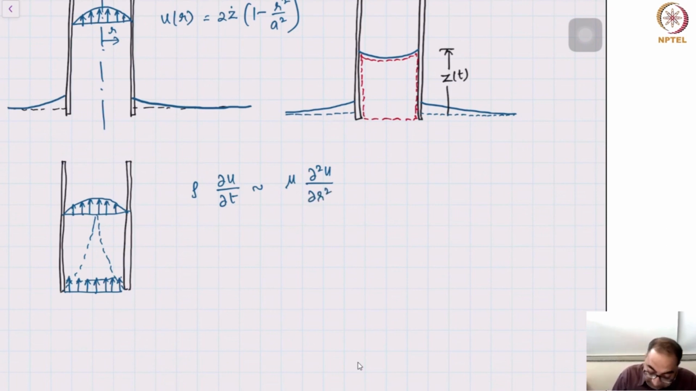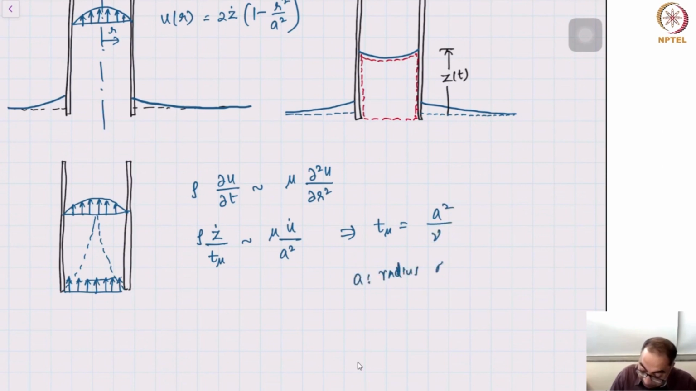And we now have, if u is the velocity and if the meniscus fluid is rising, then a typical estimate for this would be, we'll call the time t mu, which we want to find out, which goes as mu u dot by a squared. And this gives me an estimate for t mu, which is a squared by nu. A is the radius of the tube, and nu is the kinematic viscosity.